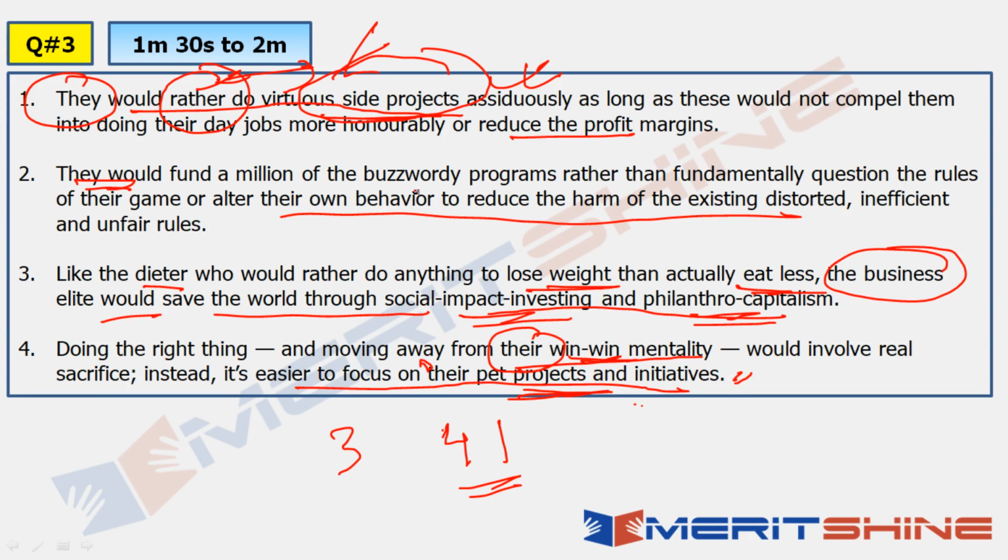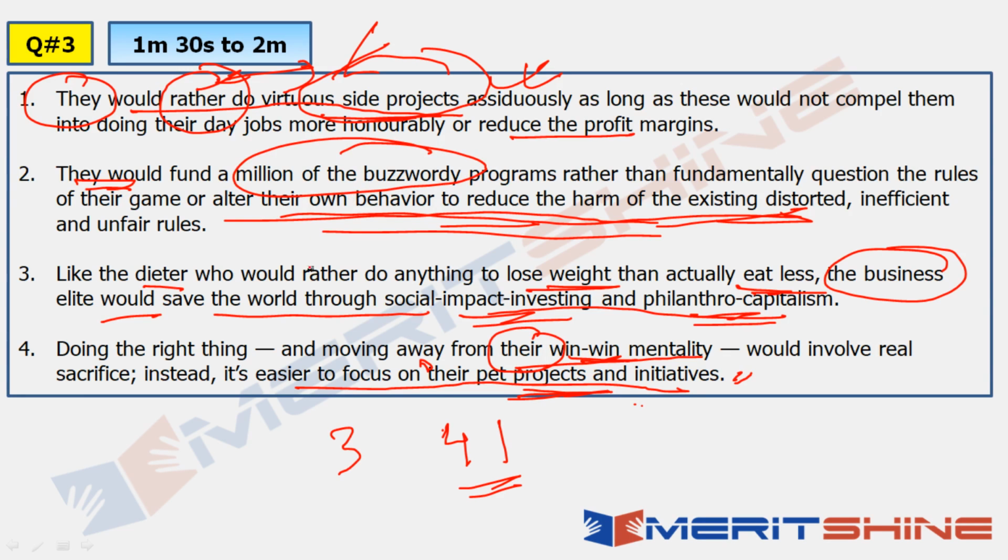They would fund a million buzzwordy programs rather than fundamentally question the rules of their game or alter their own behavior to reduce the harm of the existing distorted, inefficient and unfair rules. Okay, so this is what they are doing, all things which are not right, which are wrong. So rather than doing the right thing, they would fund a million buzzwordy programs.